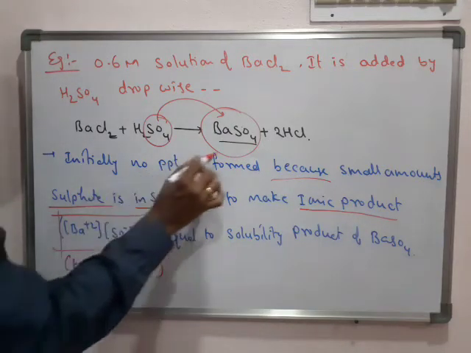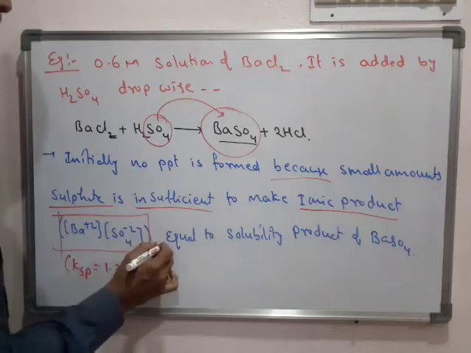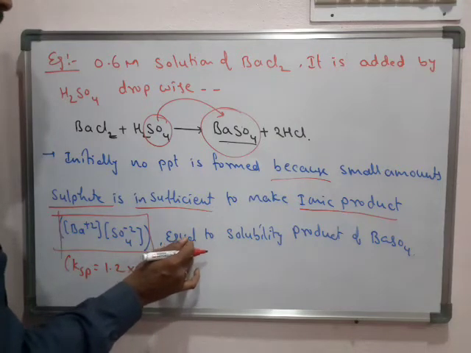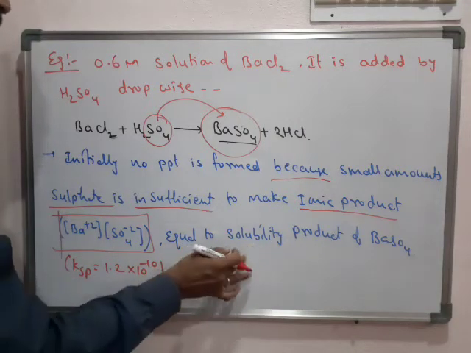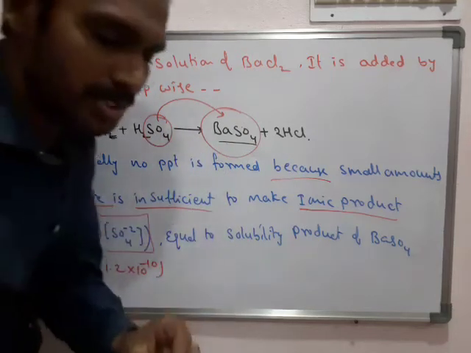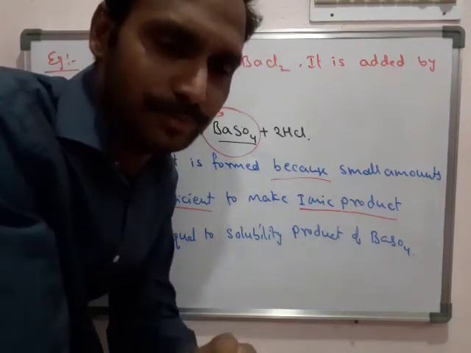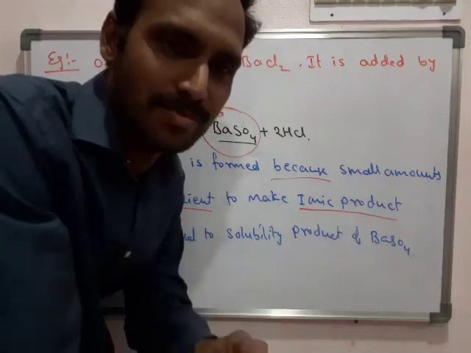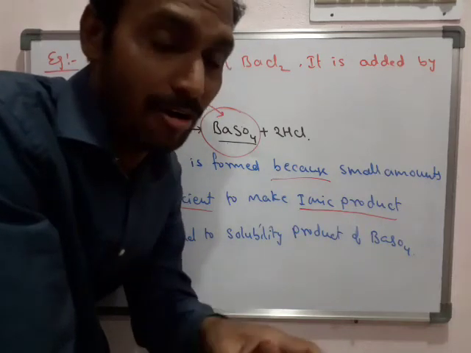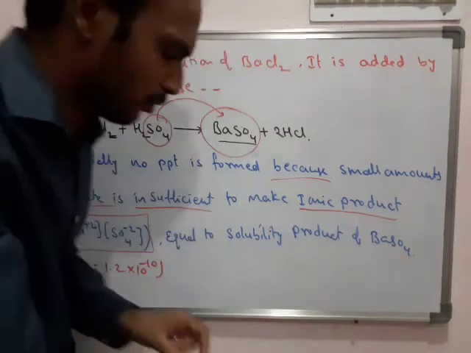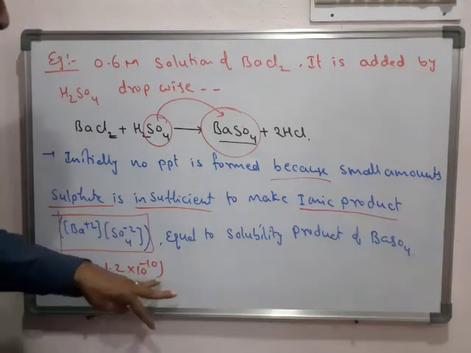Here, in forming a salt, the ionic product should be equal to this solubility product. We know the solubility product of barium sulfate; already it is taken experimentally at a particular temperature. The solubility product is 1.2 into 10 power minus 10.